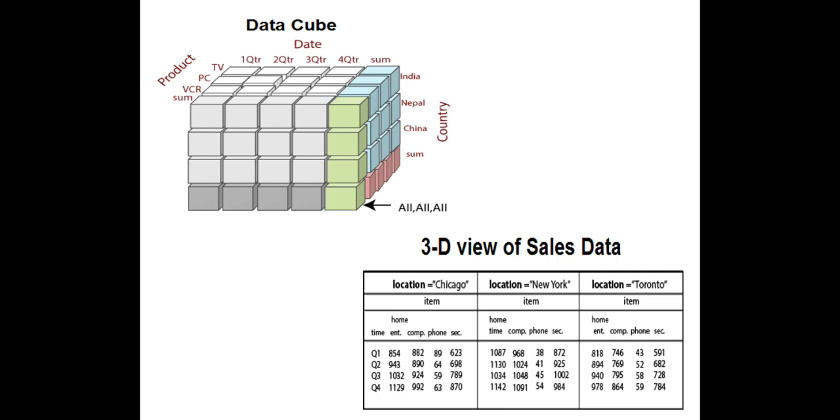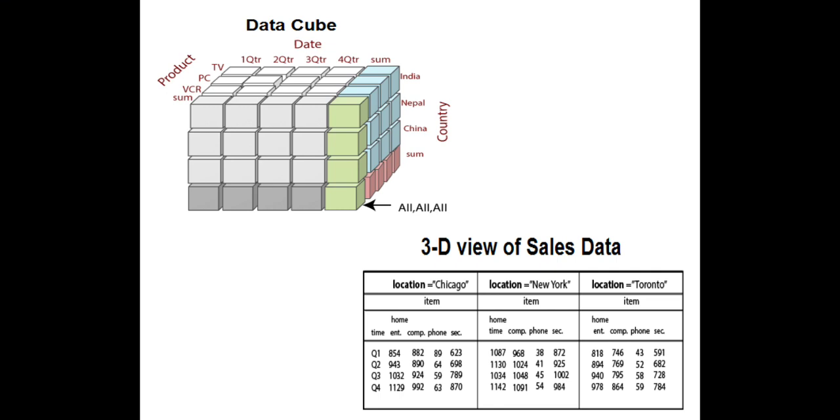Here you can see an example of a data cube, a 3D view of sales data. Okay, so you can draw this diagram in your notes. This is a representation of a data cube. Here you can see the products like TV, PC, VCR, sum. Then you have the date, that is a dimension. As I told, the dimension will represent the date, 1 quarter, 2 quarter, and so on, then sum means the total, it will produce the output. Then the country, India, Nepal, China, sum. So here the data is represented in cuboid form.